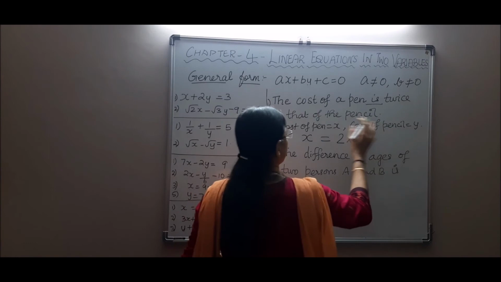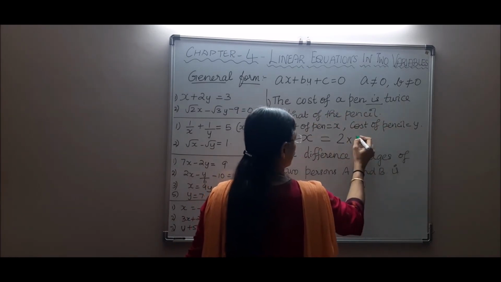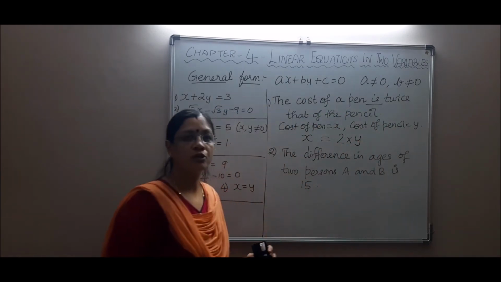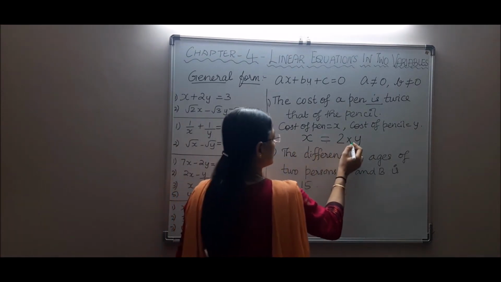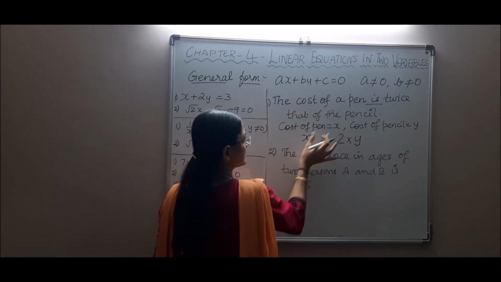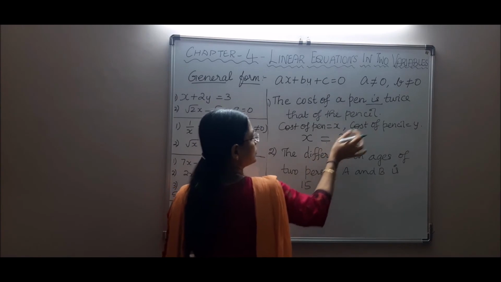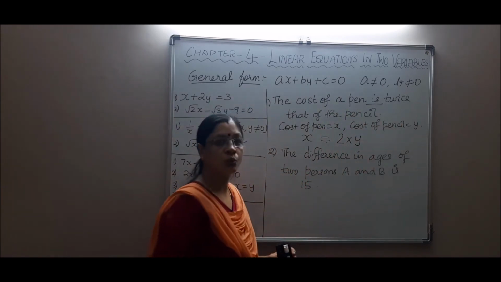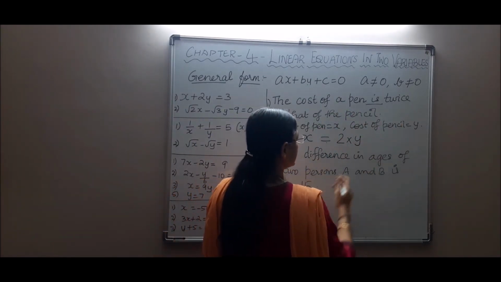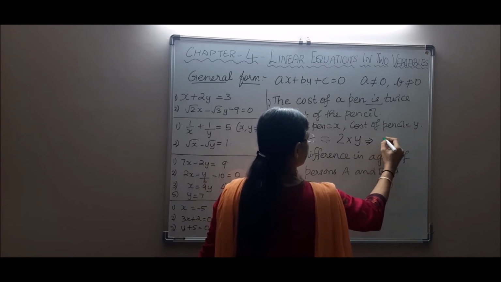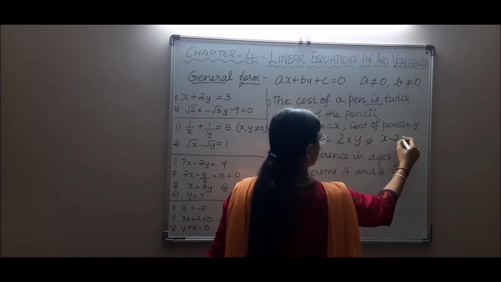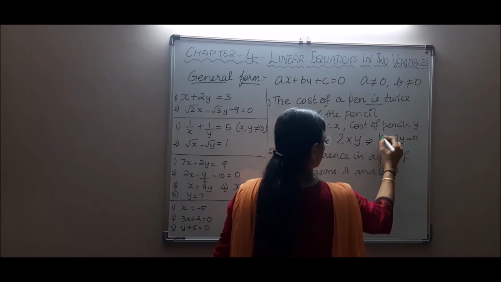What is the cost of pencil? That of pencil means the cost of pencil, that is 2 into Y. So X is equal to 2 into Y. The cost of pen X is equal to twice that of the pencil, that is 2Y. So how do we rewrite this? This becomes X minus 2Y is equal to 0.